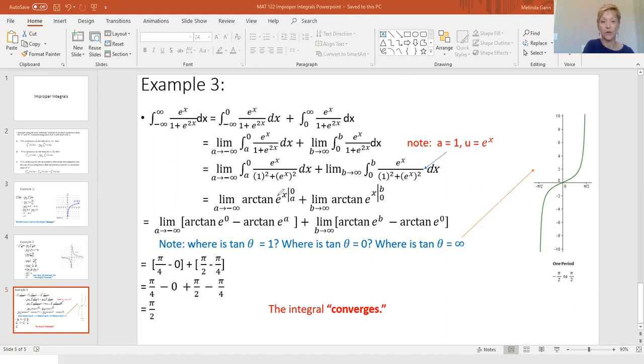So when I plug 0 in first, I get the arctan of e to the 0. It's always minus, and then the arctan of e to the, that goes in a. The same thing over here. That b goes in first, and then that 0 goes in last.